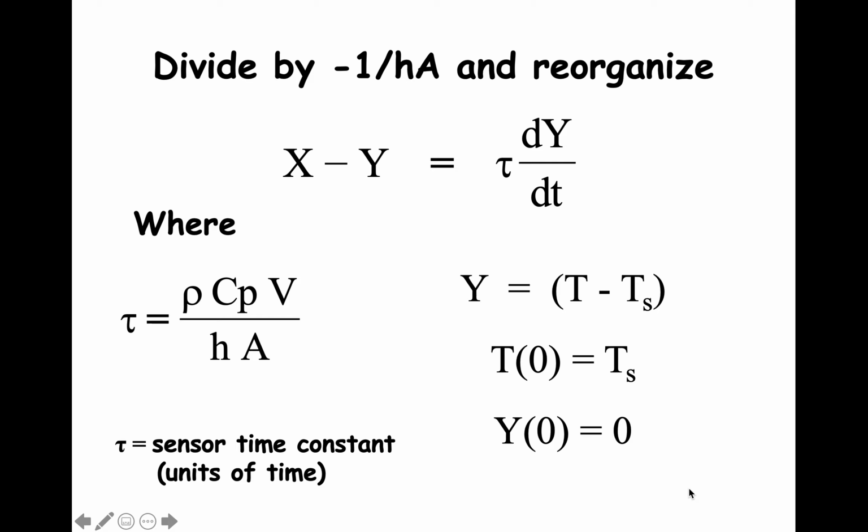But before we use the Laplace transform, we are going to divide both sides of the equation by negative hA. When we do this, we produce the term called tau, which is equal to rho times Cp times V over hA. The unit of the time constant tau is seconds. The unit for the time constant is always the unit of time. We will talk more about the meaning of the time constant tau in the next video.